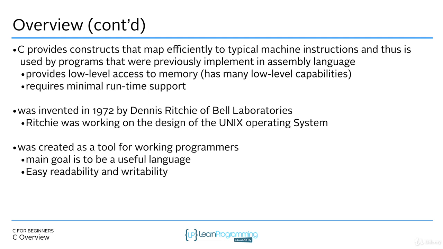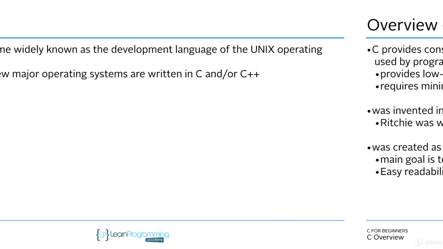It's reliable. It was created as a tool for working programmers. The main goal when designing the language was for it to be useful and for it to be easily readable and writable. I mentioned readability is basically looking at the program and being able to understand what's going on quickly. So it's not that complex. Writability is being able to write the code quickly, efficiently, be able to do things quickly. So if you were to write some code, you don't have to write 20 lines of code to add two numbers. You write one line of code. It's very easy to write. So readability and writability are important goals and important advantages of programming languages, and C easily meets this.